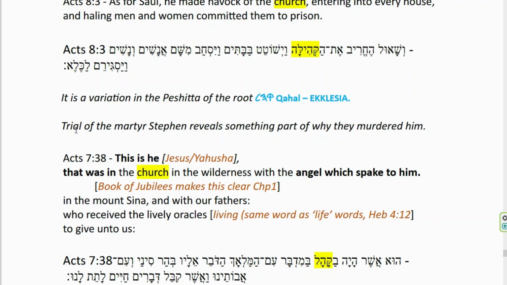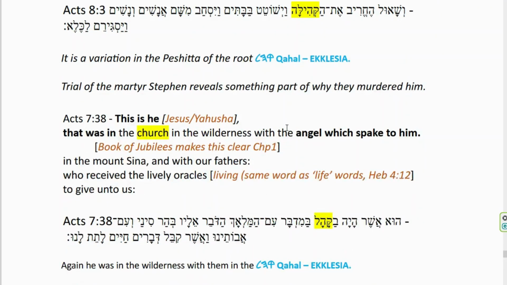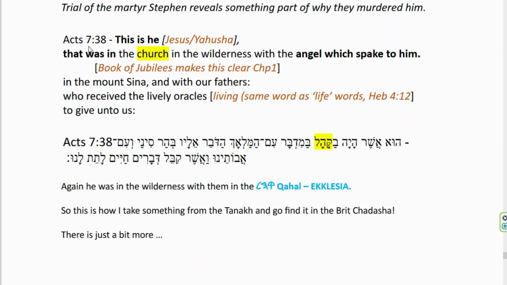Now, there was the trial earlier in Acts of the martyr Stephen, who revealed something about why they murdered him. Acts 7:38. This is he, speaking of Yahusha, that was in the church, in the wilderness, with the angel which spake to him. The angel that's speaking to him, you can read about this clearly in the book of Jubilees. It makes this clear in chapter 1.